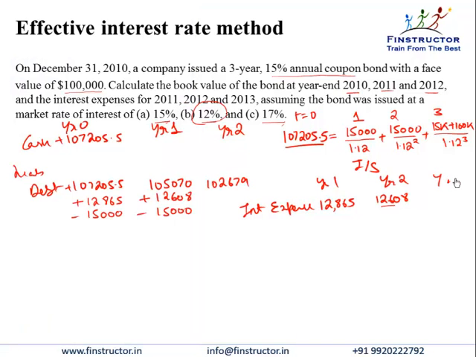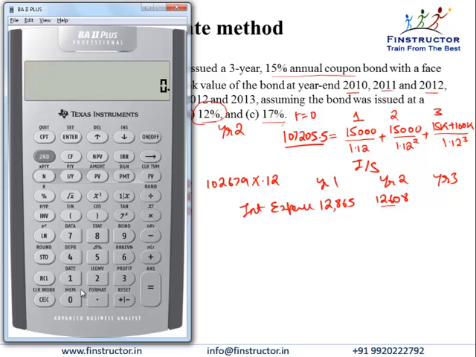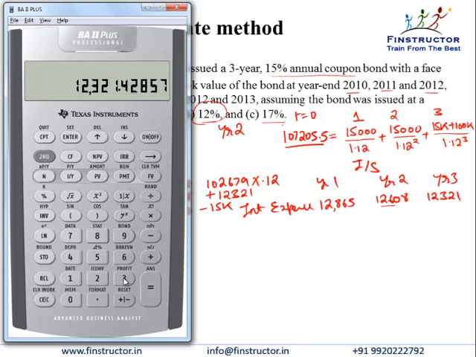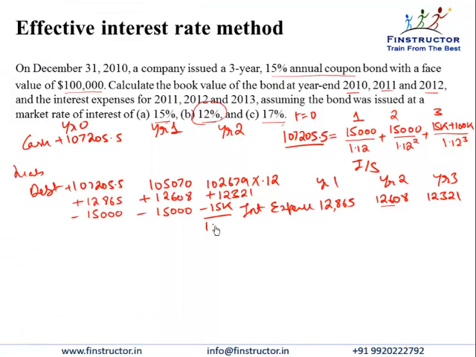The interest expense in year 3 will be the outstanding liability multiplied by the rate at issuance, 12%, or an amount of 12,321.4. And we'll use the same method to calculate the balance sheet liability at the end of year 3 as the beginning liability plus the interest due this year minus what you repaid, which comes out to be $100,000.